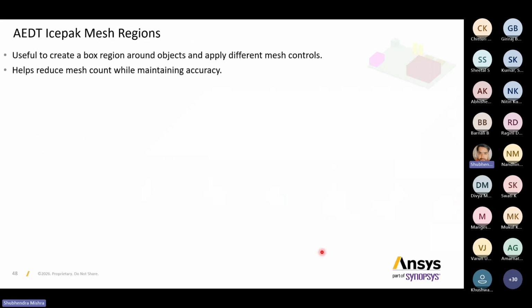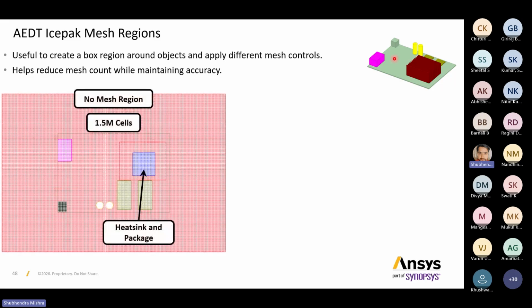Now I want to define mesh regions first, like this is one of the models. I have to define particular mesh regions and decide which part I want to give that meshing. Without any mesh regions, you can see this is basically the heatsink and packages, with no mesh region, and 1.5 million cells are generated.